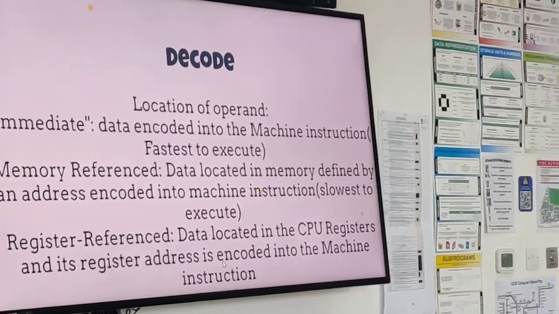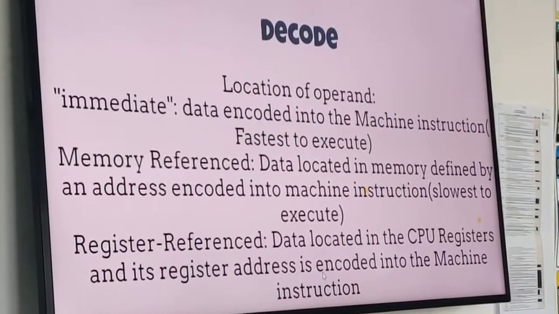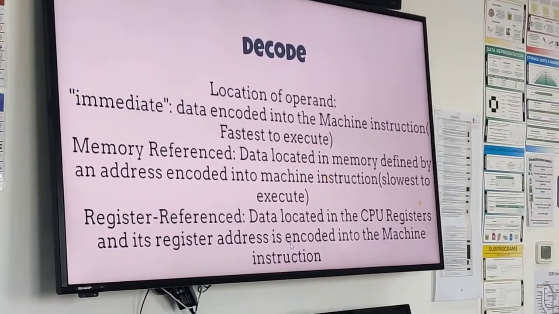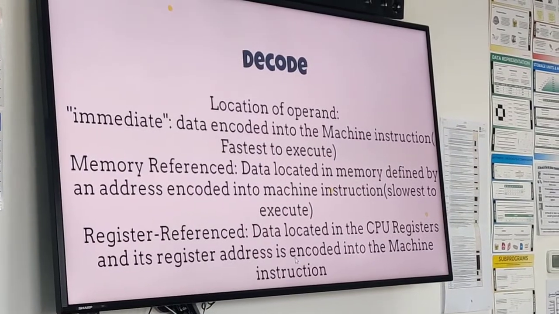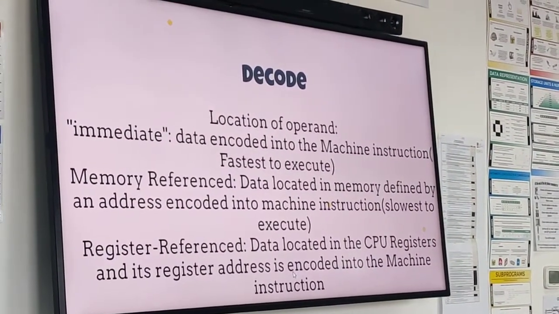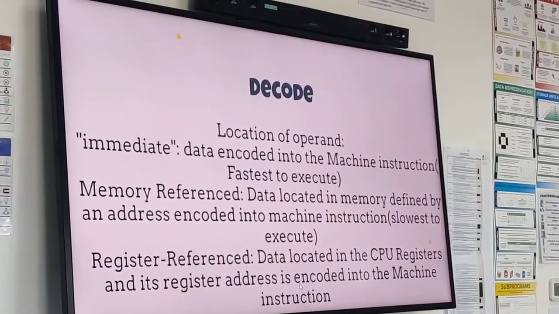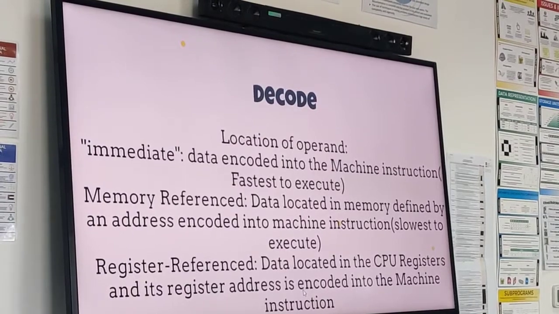Immediate is the data encoded into the machine instruction, and it's the fastest to execute. Memory reference is data located in the memory that is defined by an address encoded into the machine instruction, and it's the slowest to execute. And then there's register reference, which is data located in the CPU registers, and its register address is encoded into the machine instruction.